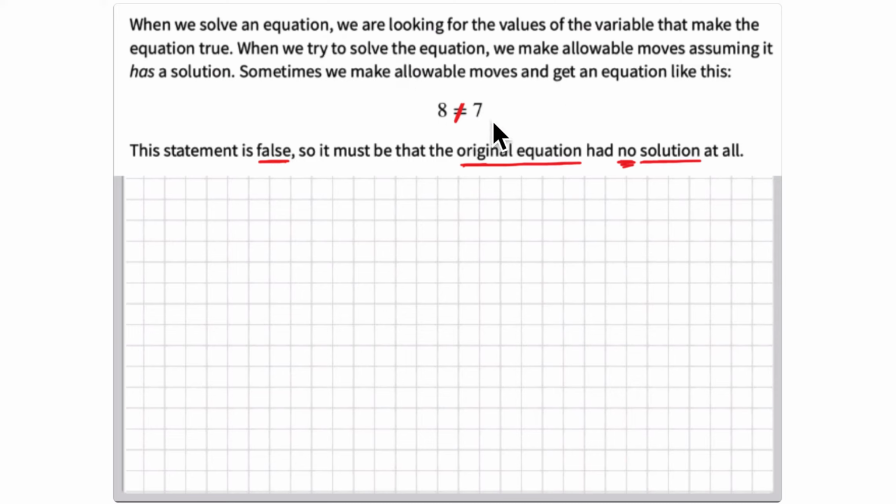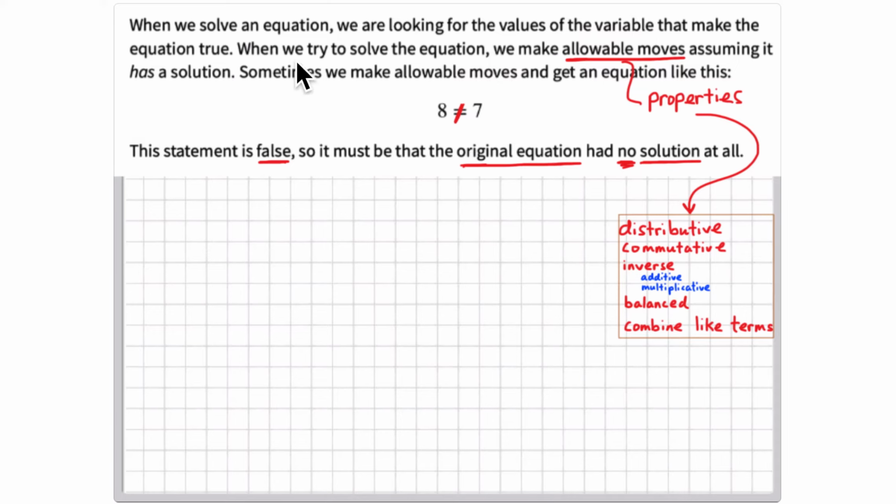And finally, they say that as you simplify equations, you might get something like 8 is equal to 7, and that's clearly not true. So in that case, there are no values that are a solution to the equation. This statement is false, so it must be that the original equation has no solution at all. They're not really showing you the original equation.